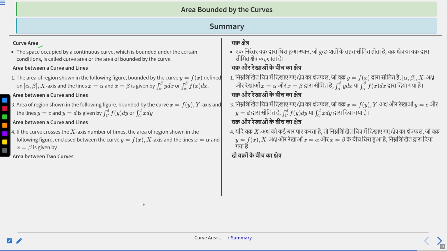When we practice different types of questions from the concept of area bounded by curves, you will definitely understand how to apply the concepts in the questions, right? Till now, we have covered the theory portion of the lecture, area bounded by curves.